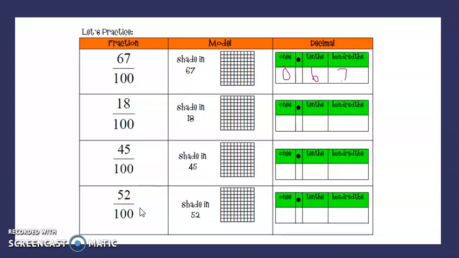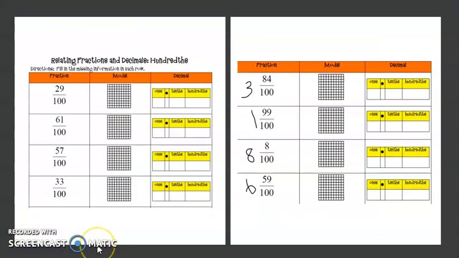Pause the video, because when you're done with these, you need to pause the video here. You have more to practice. Okay, notice these over here have whole numbers written in front of them. This says 3 and 84 hundredths. So I put my 3 in the ones place. 84 hundredths. Pause the video and write these in your math notebook or your paper pad, whatever you've been using to do your math. All right, see you guys in class.